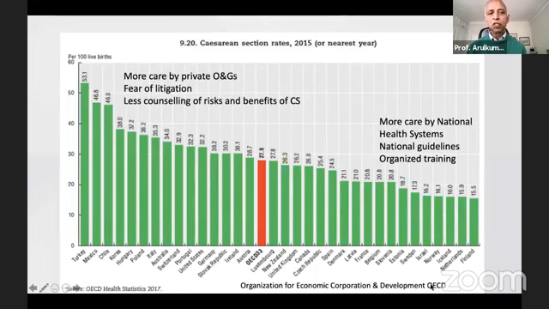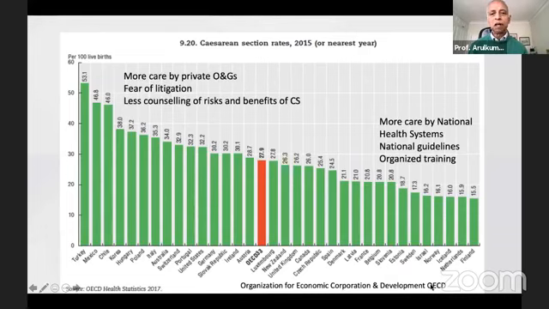It is also influenced by other factors. If you look at these countries based on the Organization for Economic Cooperation, you see on the left of the scale, Turkey, which has about 53%, then Mexico, 48%, and so on. And on the right side, you find the Nordic countries, which have 15-20% section rate. And the UK comes to about 26%.